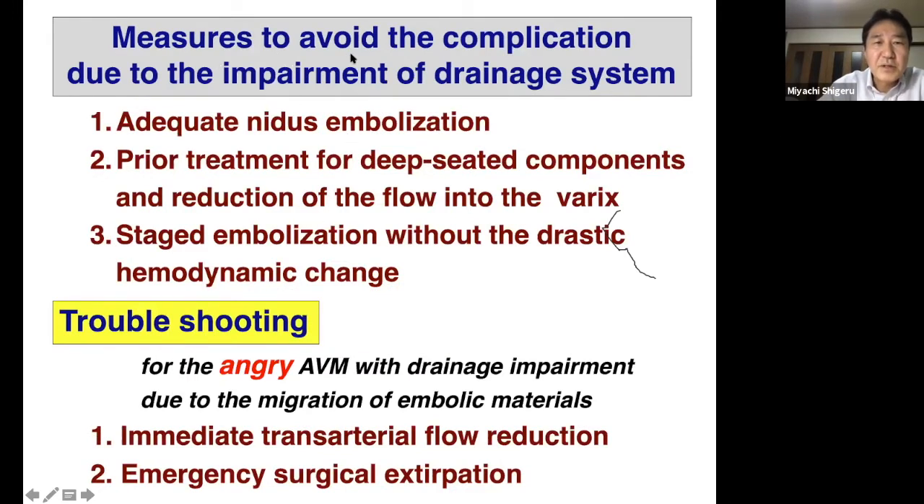So measures to avoid the complication due to the impairment of the drainage system: nidus embolization, deep drainer preservation, staged embolization, and troubleshooting for the angry AVM. Angry AVM means drainage occlusion and nidus pressure is increasing, so immediate transarterial flow reduction or emergency surgical extirpation.